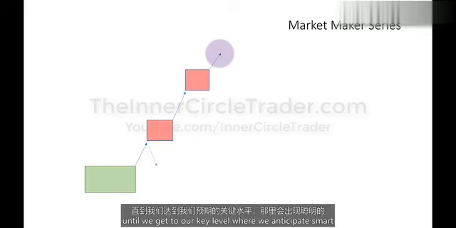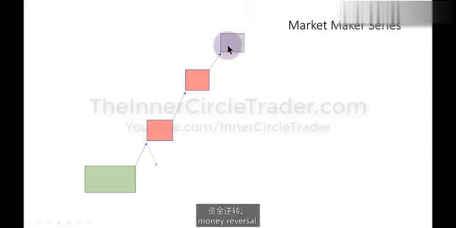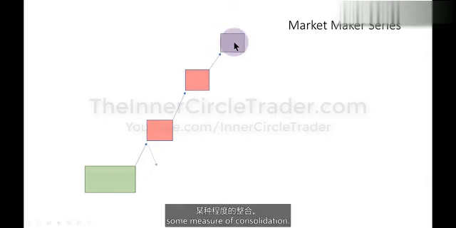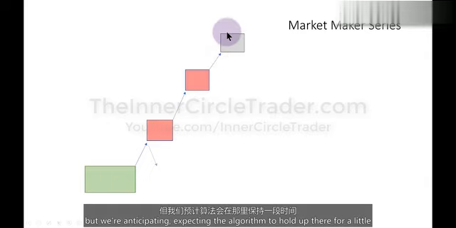So each one of these levels over here is accumulation, and another point of advancement on the outside until we get to our key level where we anticipate smart money reversal. Okay, so smart money reversal occurs with some measure of consolidation, not a lot, okay, but we're anticipating, expecting the algorithm to kind of hold up here for a little while.